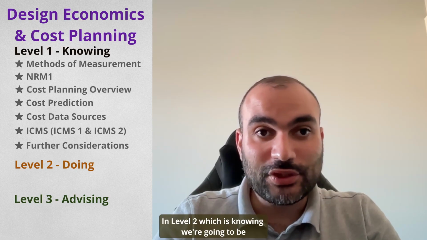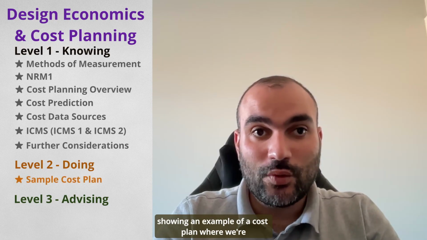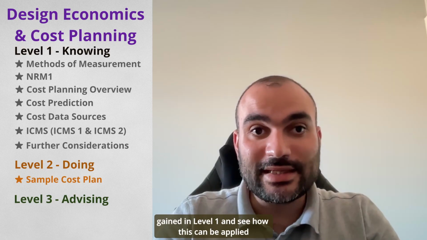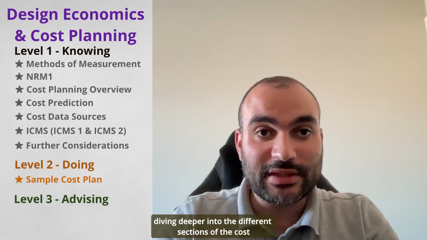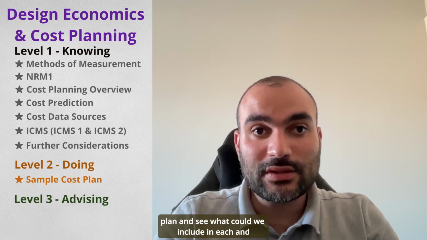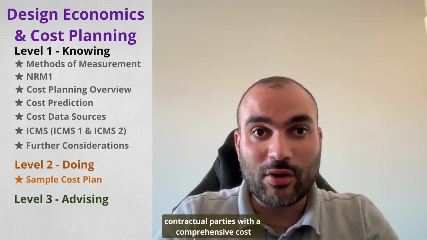In level 2, which is doing, we're going to be showing an example of a cost plan where we're going to be using the knowledge that we have gained in level 1 and see how this can be applied in a real life cost plan. We're going to be diving deeper into the different sections of the cost plan and see what could we include in each and every single section to provide the different contractual parties with a comprehensive cost plan.